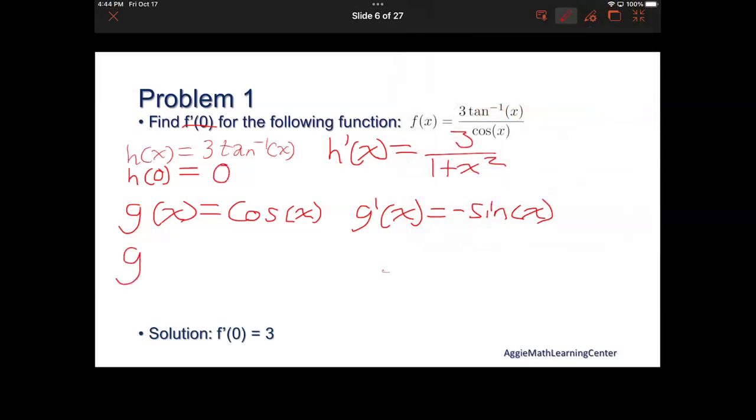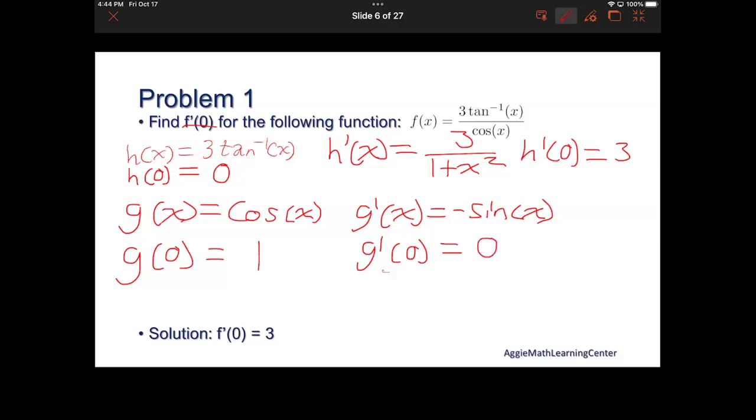Then we have g at 0. That one is equal to 1. Then we have h prime at 0, and that is going to be equal to, so we plug in a 0 in the denominator, so that's just going to be 3. And then if we do g prime at 0, sine is 0, so we get 0 again.